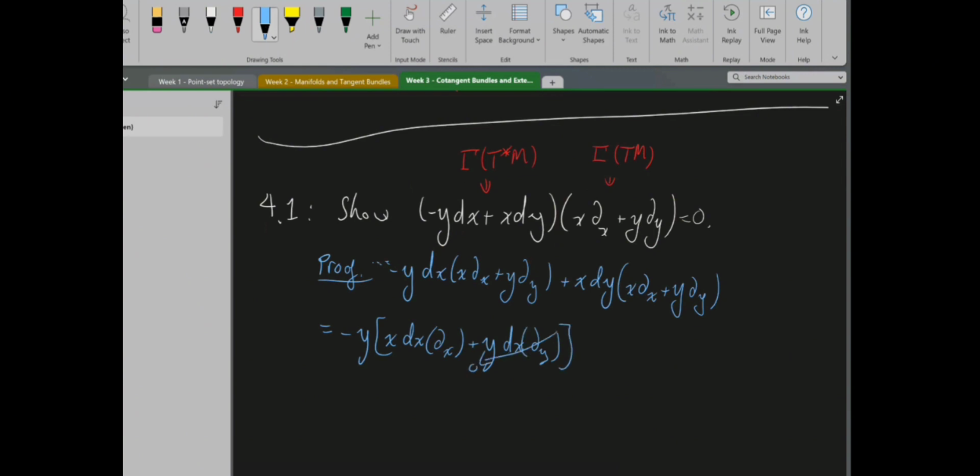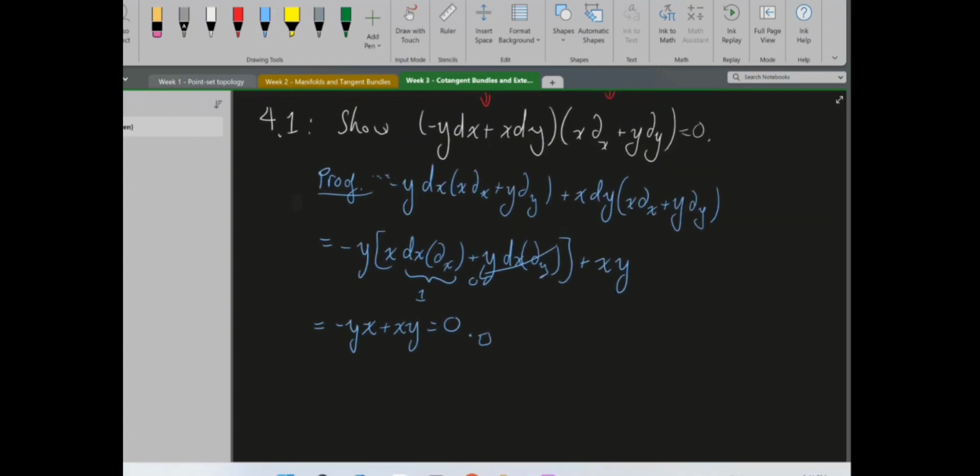Of course, this one's going to be 0 because dx and del y don't go together and give you anything. And this just gives you 1. And then the other side you can do faster, right? So it's plus xy dy del y. So you just get xy out. This ends up being negative yx plus xy, which is 0, and you're done. So not too bad. Couple more.